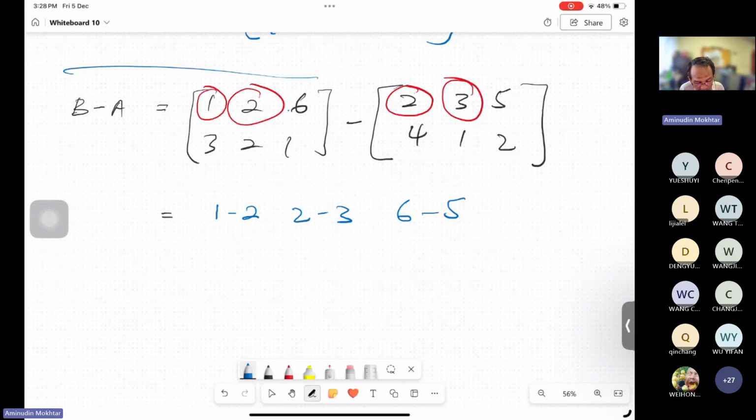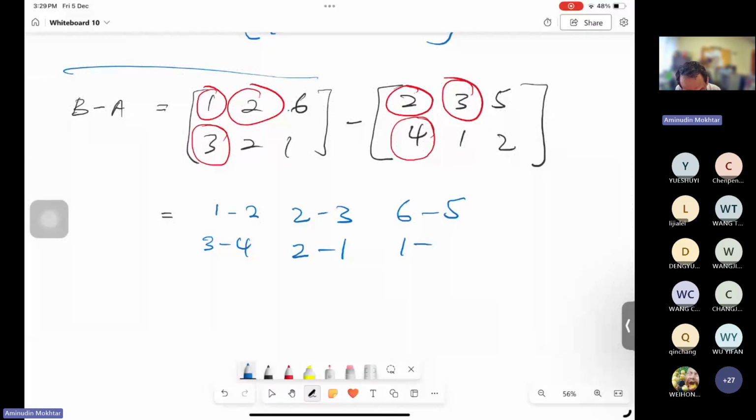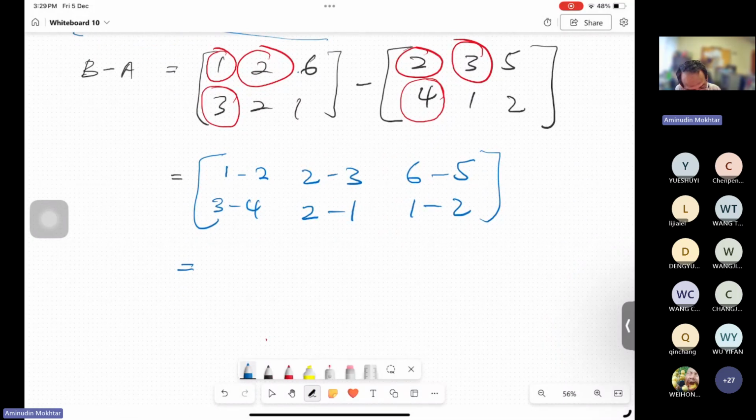Now we move to the next row. The first element of the second row is 3 in B minus the first element of the second row of A, which is 4. So there is 3 minus 4, and then the second element is 2 minus 1, and the last element is 1 minus 2. So the answer is the matrix B minus A is negative 1, negative 1, 1, negative 1, 1, and negative 1. That's the answer.